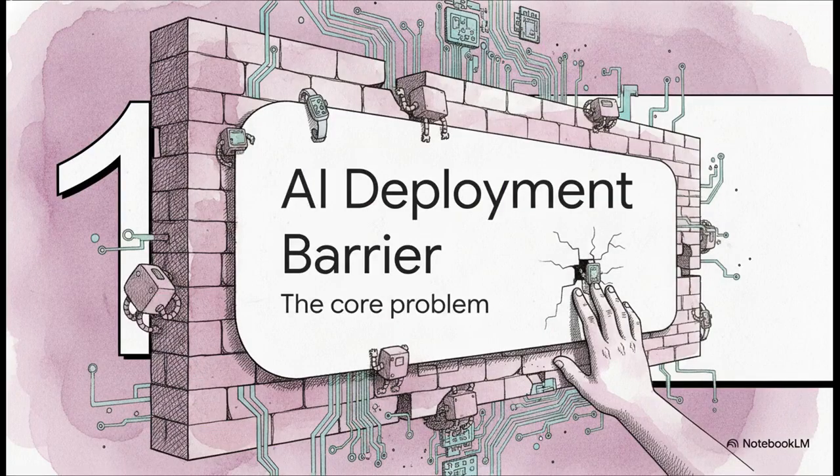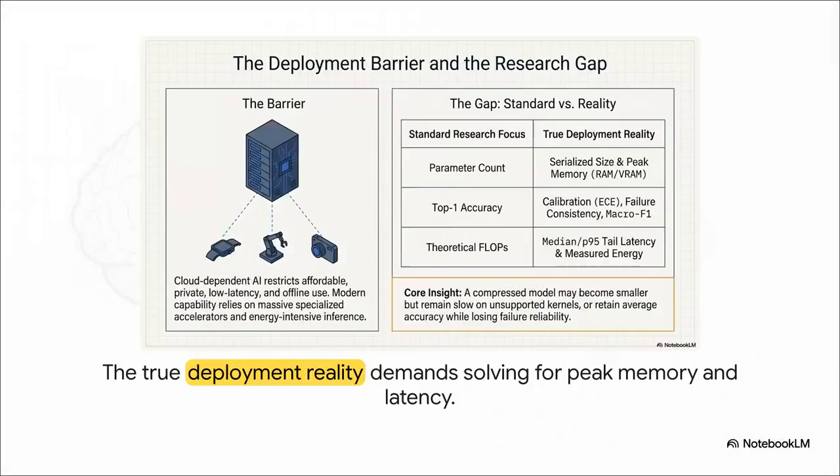The AI deployment barrier. The core problem. Check this out. On one side, we have this massive barrier. Cloud-dependent AI totally restricts affordable, private, low-latency, and offline use. But there is this giant gap in how we actually measure success in the field. Standard research completely obsesses over theoretical things like parameter counts and FLOPs. But true deployment reality demands that we fix massive peak memory usage and energy-draining inference. Because think about it. If a compressed model is technically smaller, but it still runs incredibly slow on unsupported hardware, or if it totally loses its reliability, it's just going to stay stuck in the cloud.